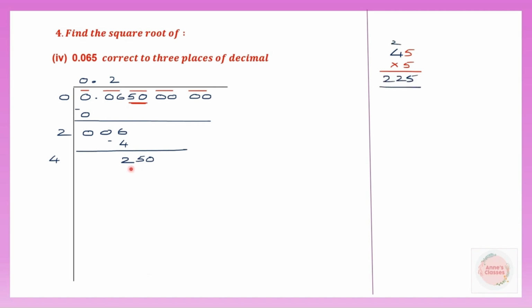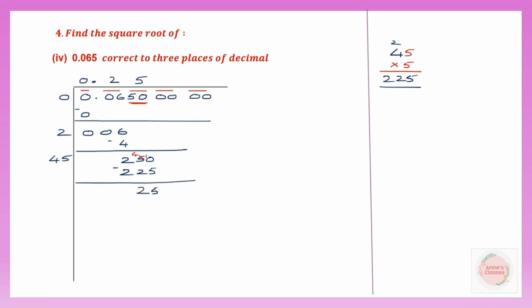Now that we can write next to below this 250. That means next to 4 I need to put the digit 5 to make it 45. So 5 here and into 5. 45 into 5 is 225. Now again we need to subtract. So let's subtract here. This is 4, 10. 10 minus 5 is 5. 4 minus 2 is 2.